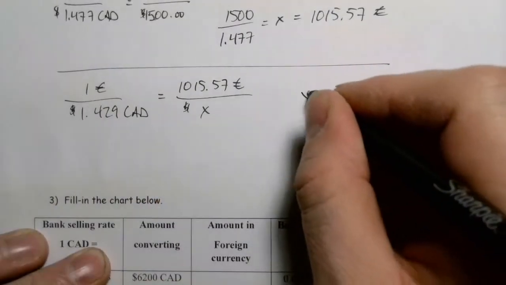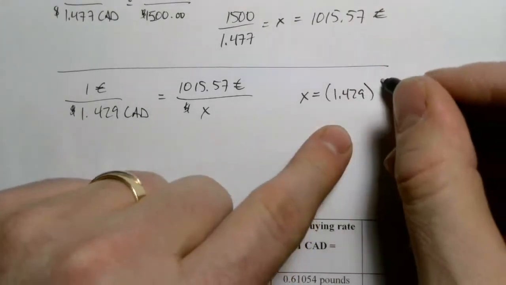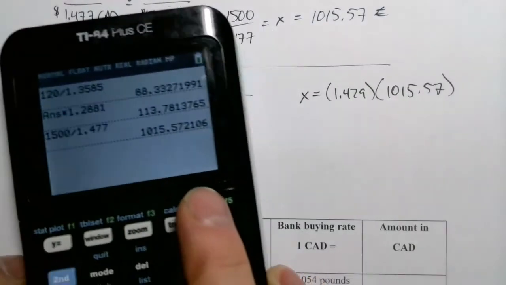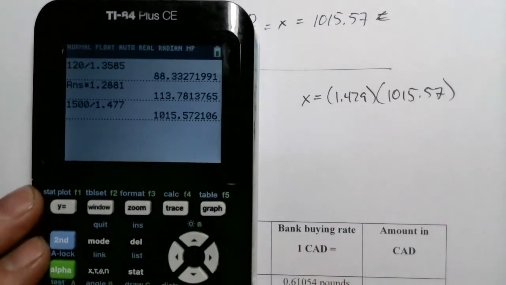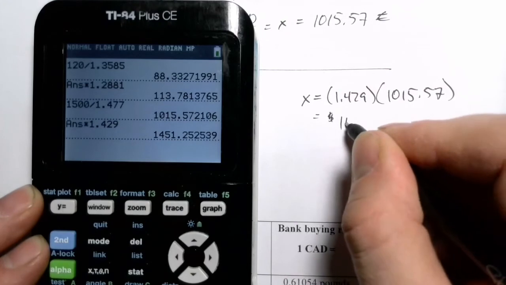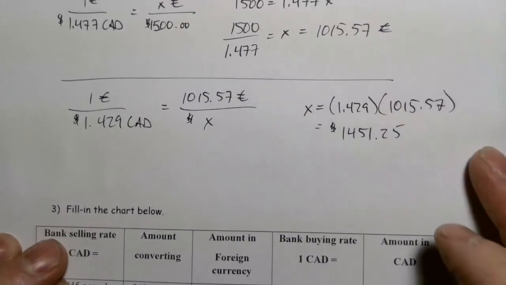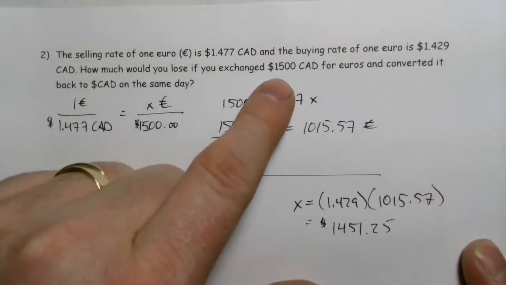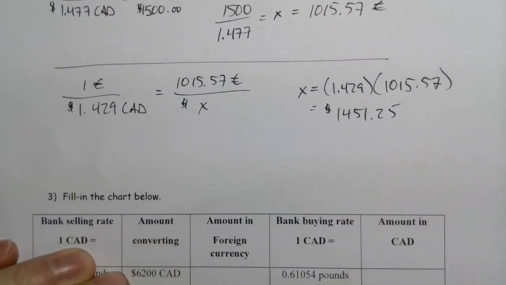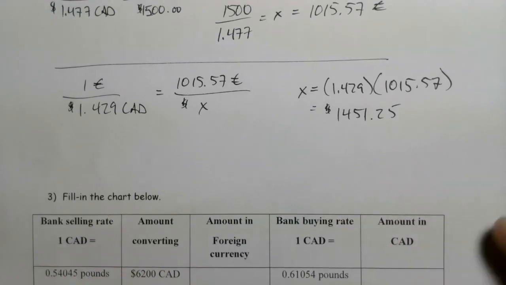1 times x is just going to be x, and then this will be 1.429 multiplied by 1015.57. But again, I'm leaving that entire decimal on here, so that's okay. So I'm going to multiply this by 1.429, and we are going to get $1,451.25. So we started with 1,500 at the beginning of the day, and because of the way that transaction works there, we ended up with 1451.25 at the end of the day.